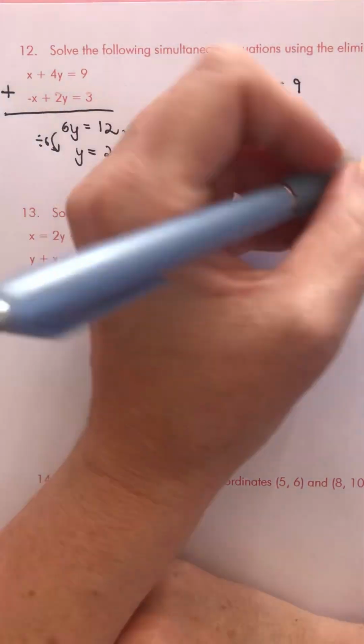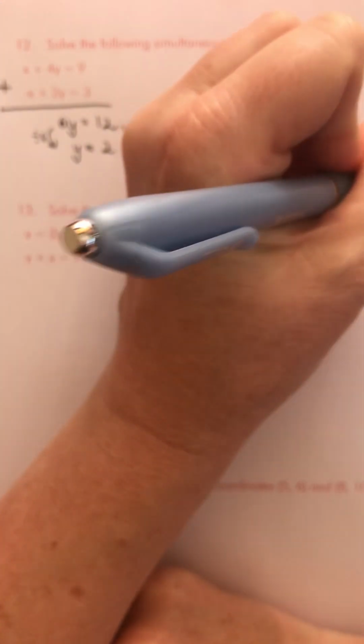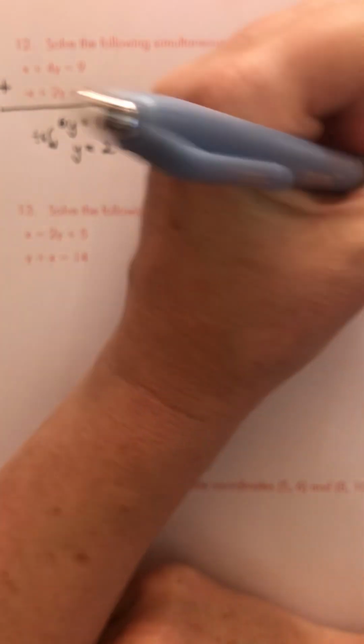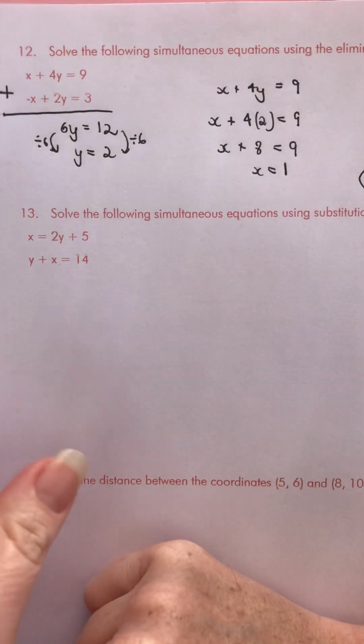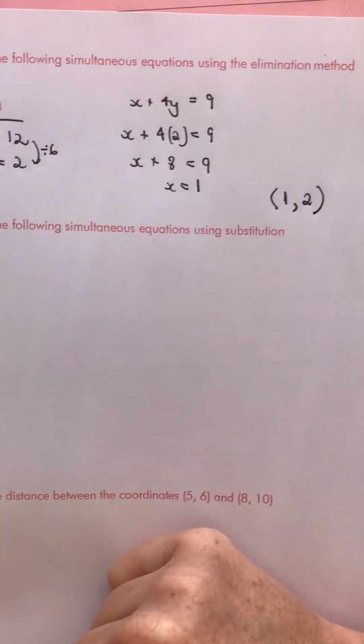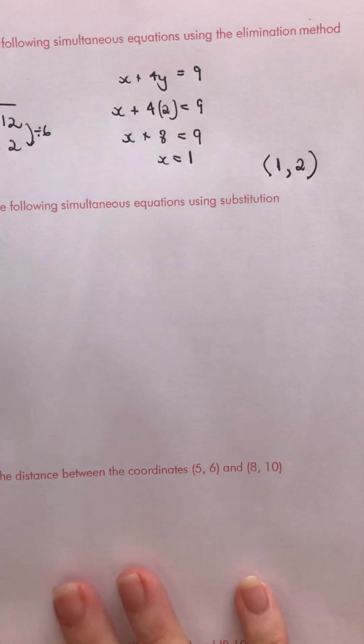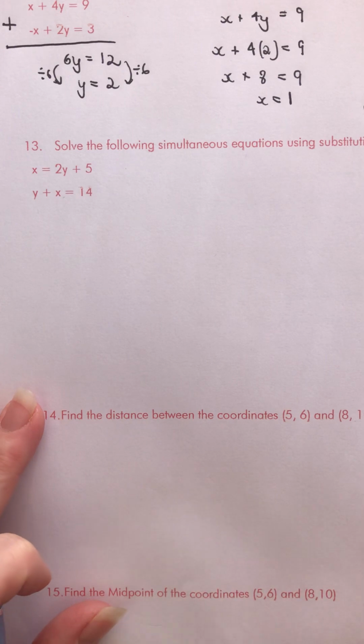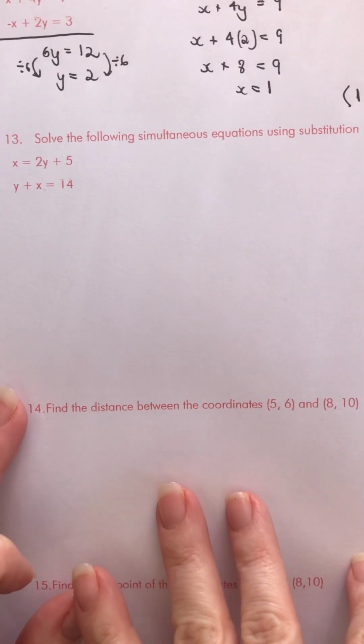We can then state our solution as a coordinate with our x value first and our y value second, which is like what we did when we did the graphing one in the previous video. The link to the previous video will be in the comment section.